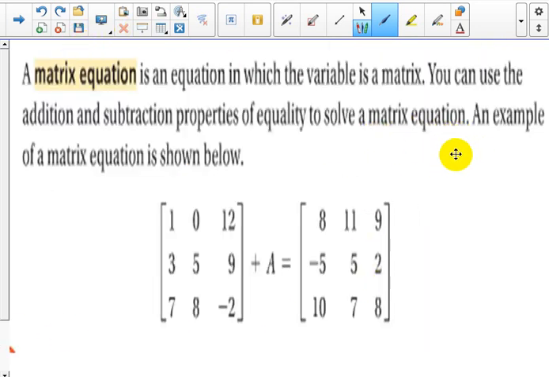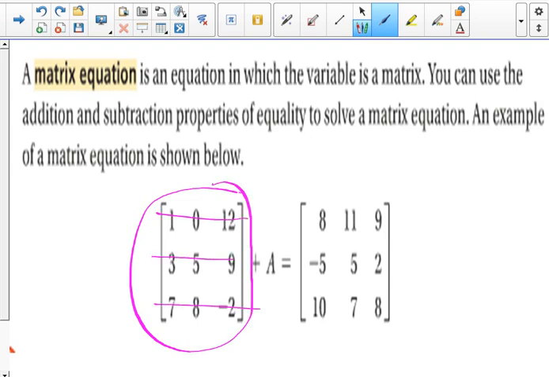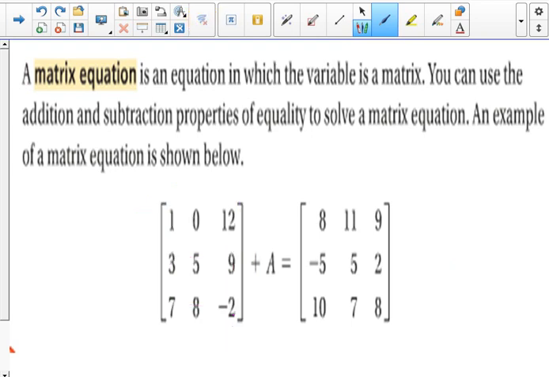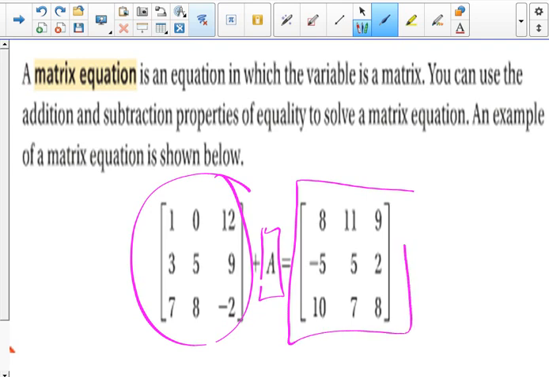So now we're going to learn about matrix equations. It's an equation in which the variable is a matrix. So look, you've got a matrix here. So 3 rows, 3 columns. So we've got a 3 by 3 matrix. Into that we're adding matrix A, which is unknown. And we're going to say when you add A to this first matrix, you're going to have an answer of this matrix. So what is matrix A? What do we add to it to get that?